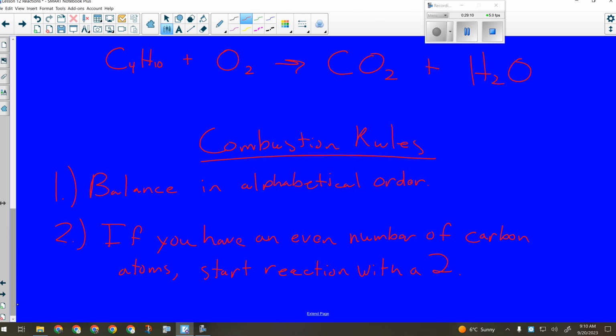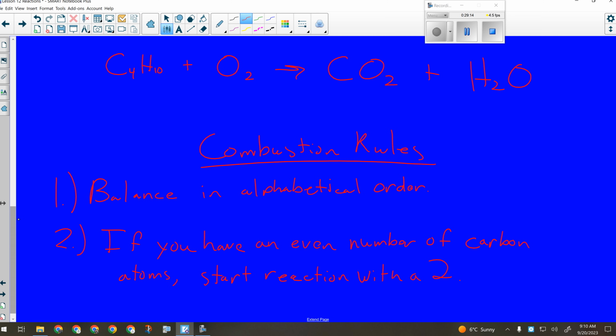Even number of carbon atoms, start your reaction with a 2. Because if you multiply 0.5 by 2, you get a whole number. Okay, so let's try that. Does this only apply if you have an odd number? If you have an even number of carbons, like a 4, a 6, an 8, or a 10, you have to start with a 2, because the same thing will happen on all of them. You'll end up with a 0.5 for oxygen. So I start with a 2.